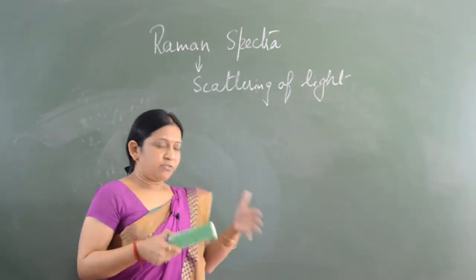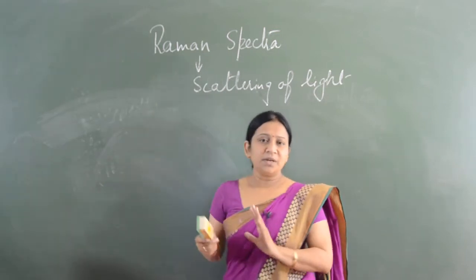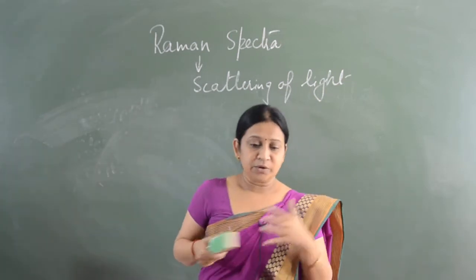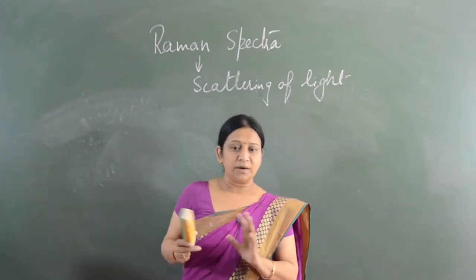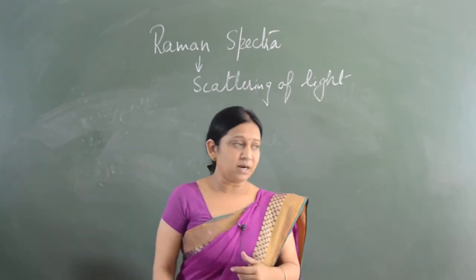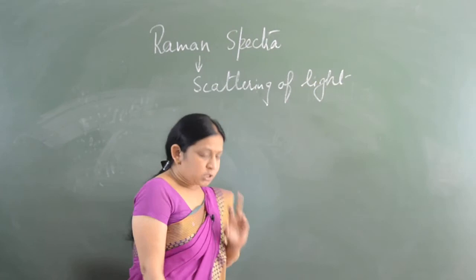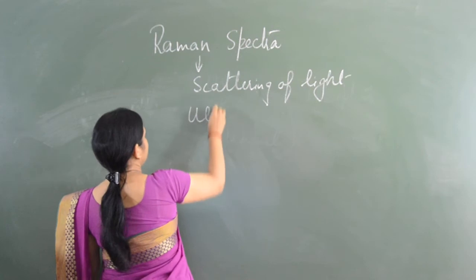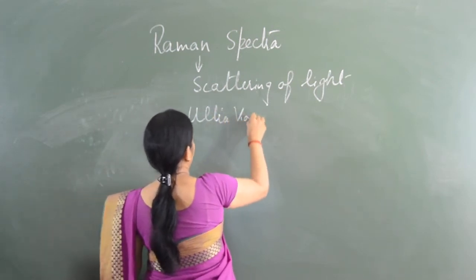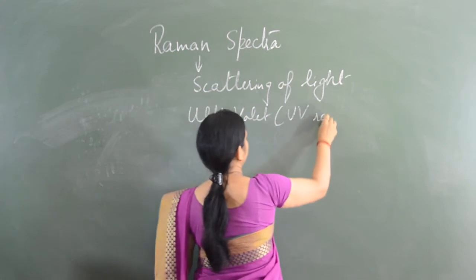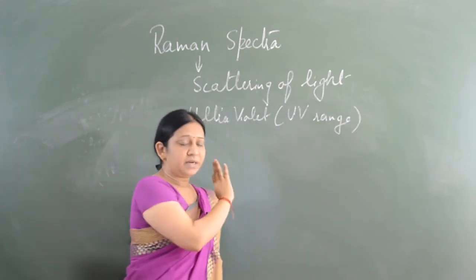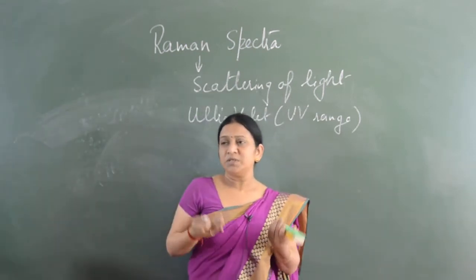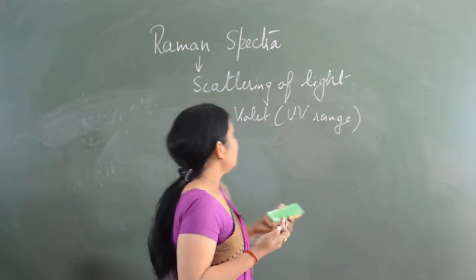Now, all the four spectra have some dissimilarities and some similarities also. At the end I am going to discuss all the four spectra, what are the similarities and what are the dissimilarities, but first starting with Raman spectra. In Raman spectra, the radiation which is used lies in the ultraviolet or UV range. So, this is a similarity between UV spectra and Raman spectra.